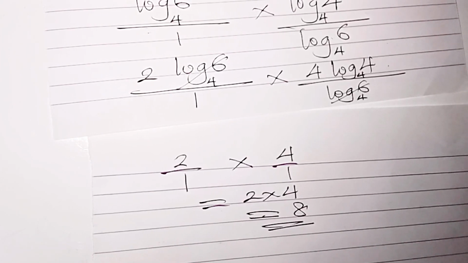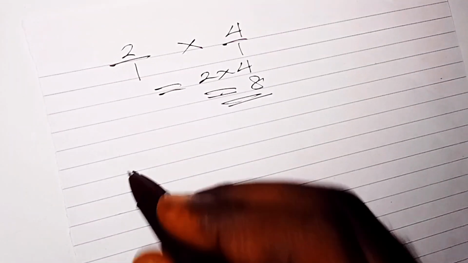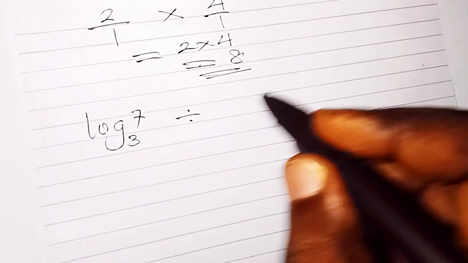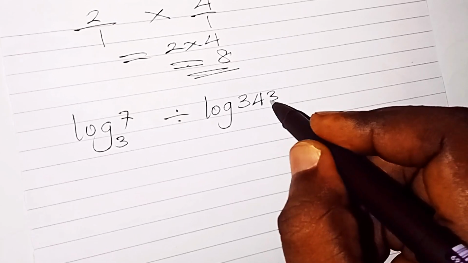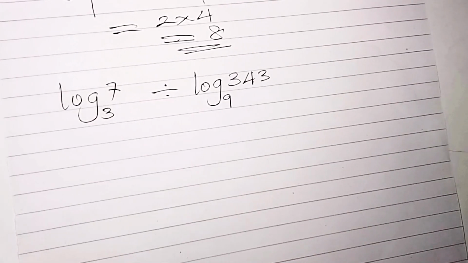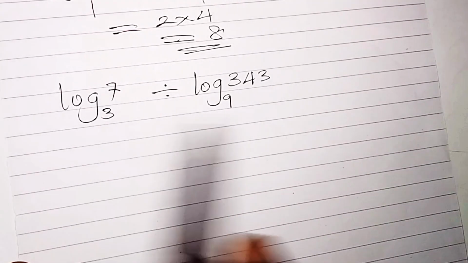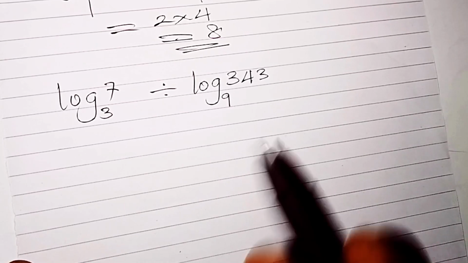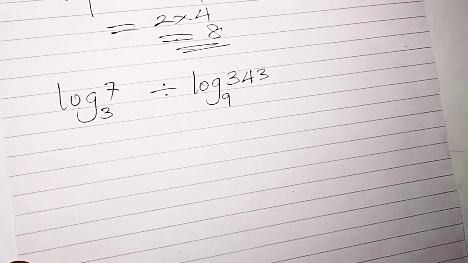Then let's take a look at another example. In this question we have to solve log 7 base 3 divided by log 343 base 9. Solving this kind of question, in as much as they have different bases, we need to use the same base before we can solve. So we need to change the bases to one another, or we can just use a common base of 10. I'm interested in actually using a common base of 10 in this case.